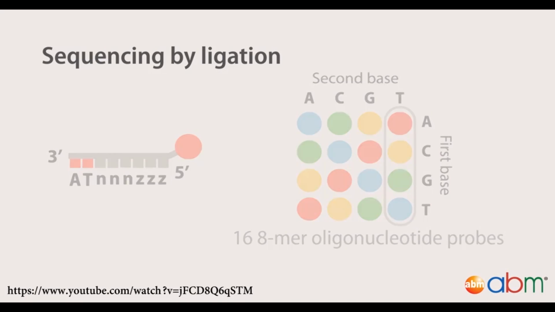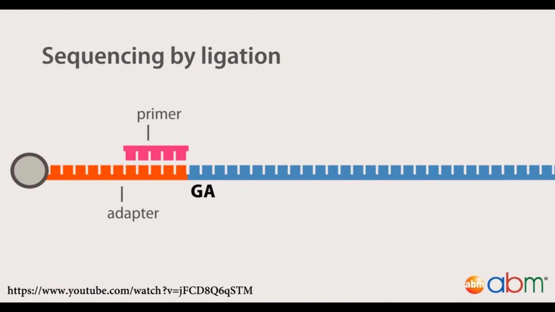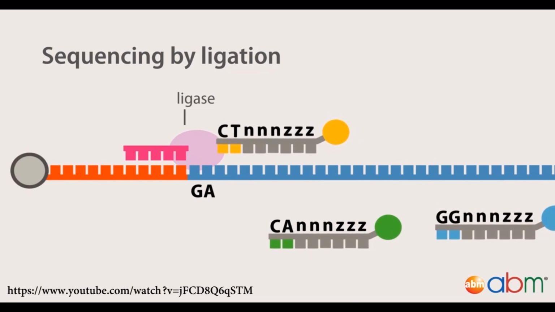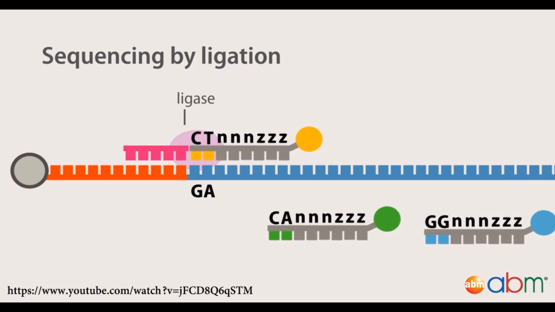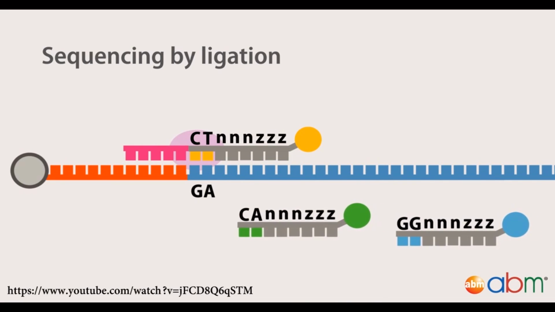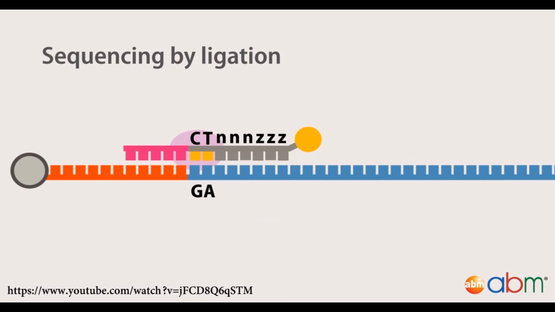The sequencing reaction commences by binding of the primer to the adapter sequence and then hybridization of the appropriate probe. This hybridization of the probe is guided by the 2 probe-specific bases and, upon annealing, is ligated to the primer sequence through a DNA ligase. Unbound oligonucleotides are washed away, then the signal is detected and recorded.